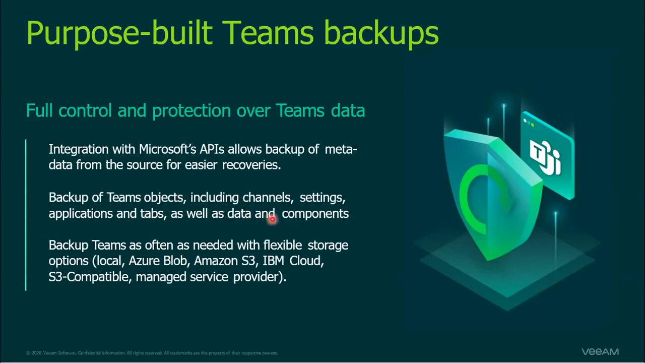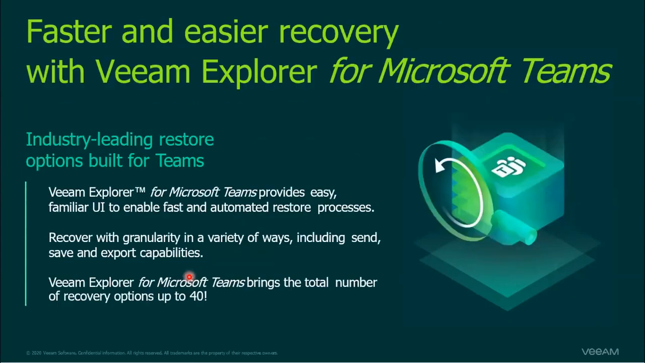Backup of team objects: as I mentioned earlier, we can back up all those team objects, and we can store everything in the same way we are storing your Office 365 data, in the backup repository. We can offload it to any of the public cloud storages, either Azure Blob, local, Amazon S3, IBM Cloud, or a managed service provider, right? So this has the same flexibility when it comes to storing the data. It's the same console, right?